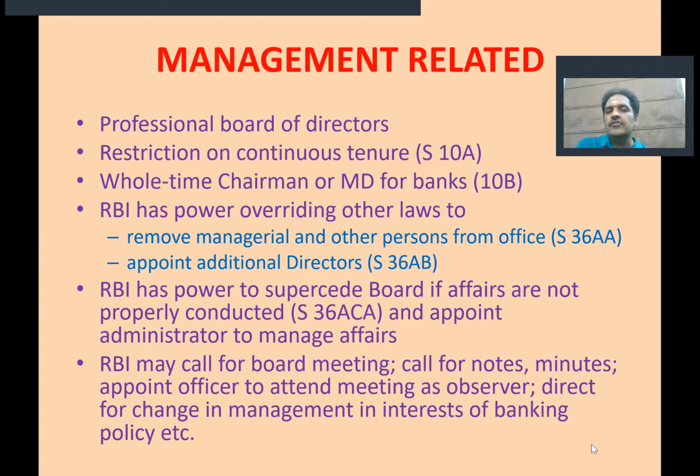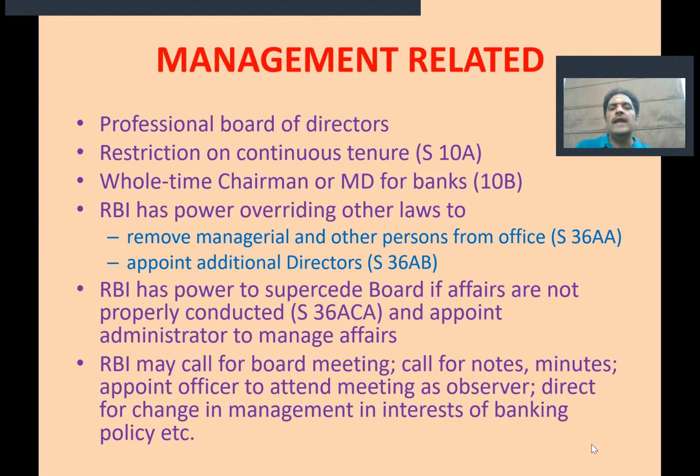Then there is a restriction on continuous tenure of directors. The chairman and managing director can hold office for not more than 8 years continuously. There has to be dynamic movement of these people, so that no vested interest develops. Then there has to be a whole-time chairman or managing director for banks. You cannot do it like having a small shop where you go one day and don't go the next. It is a special business and it has to be managed at the top by a full-time chairman or managing director.